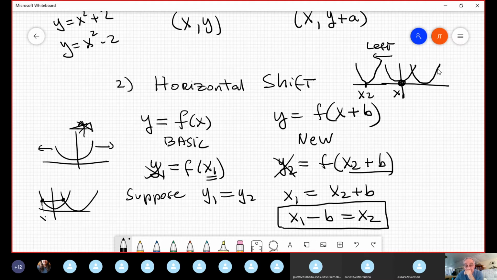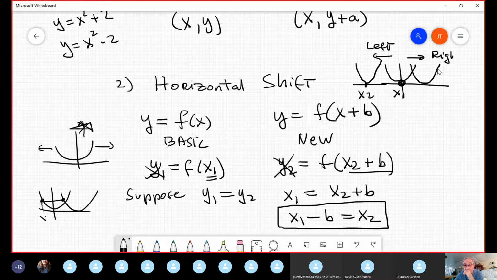However, if b is negative, double negative becomes positive, the motion is to the right. I don't know if it's clear for you, or no. It's clear? A little bit?